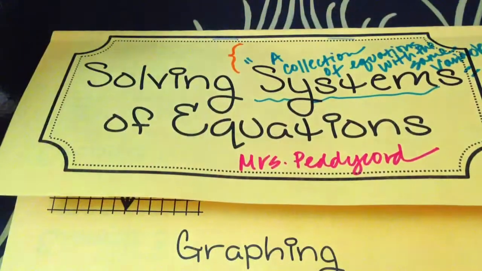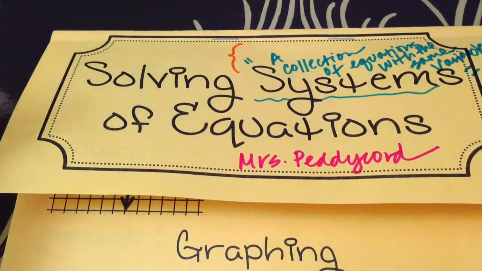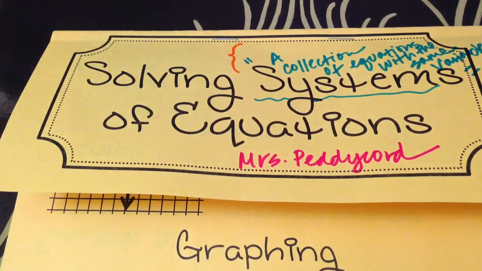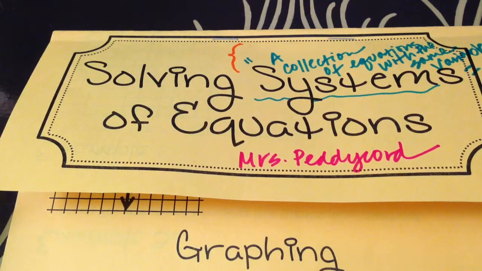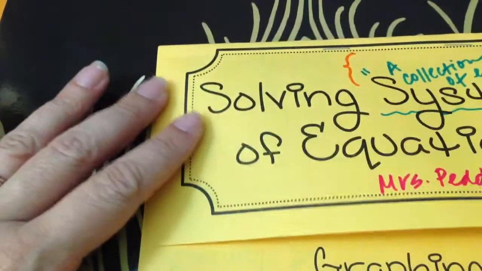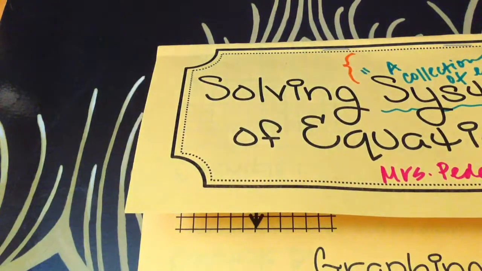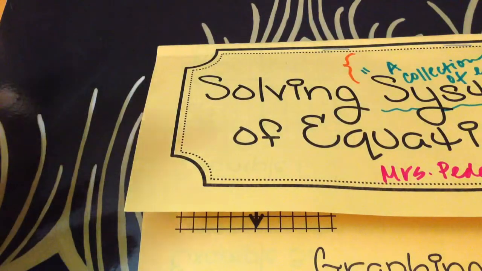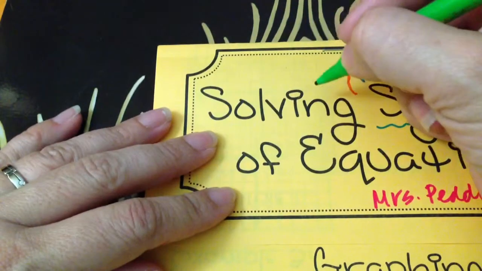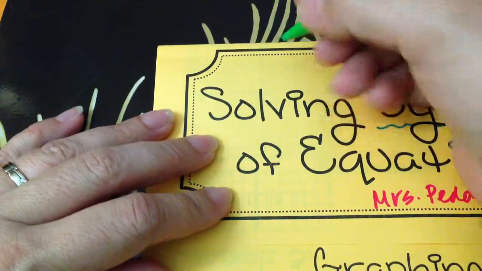So if that's what a system is, a collection of equations, the question is what does it mean to solve it? What's the work that we have to do and what's the purpose? If we're going to solve a system of equations, we want to find the values of the variables that satisfy the equations in the system at the same time.